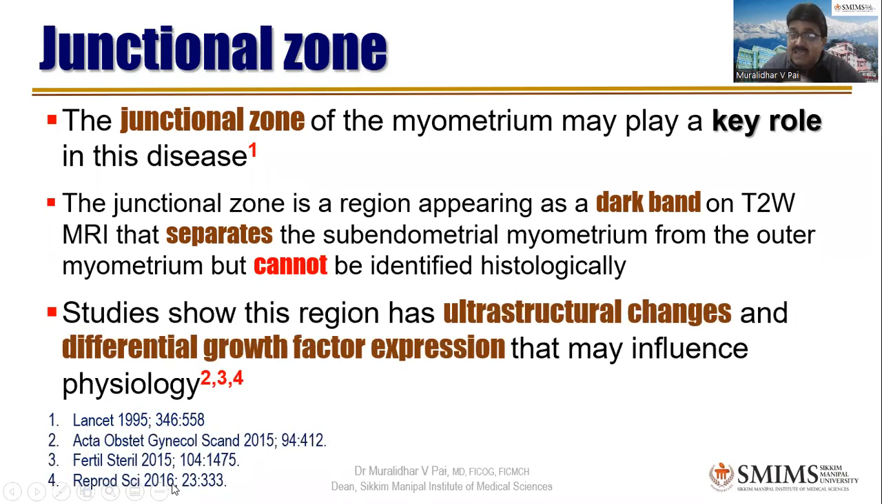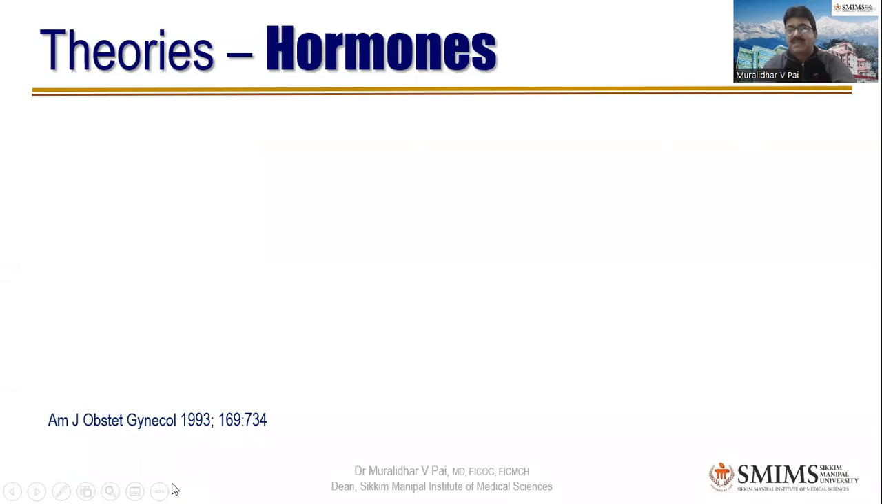Studies show that this region has ultrastructural changes and differential growth factor expression that may influence the physiology of adenomyosis. Because this particular region has specialized cells, which may actually turn themselves into adenomyotic cells, they have a different expression, and they are supported by different growth factors. So that's the thing. Now, whatever may be your theory, finally, there has to be a hormonal theory.